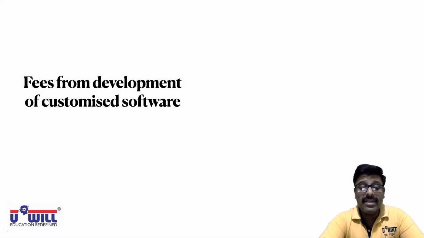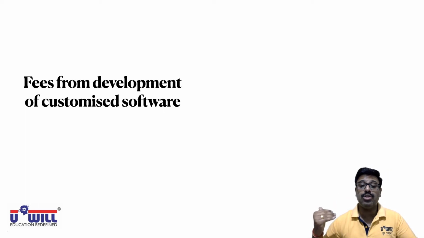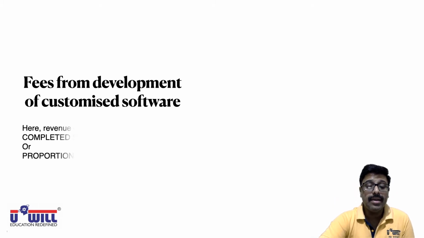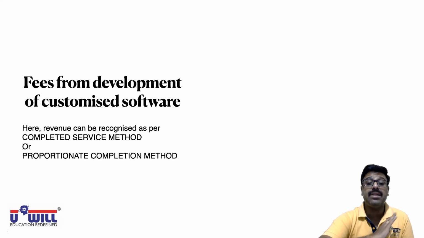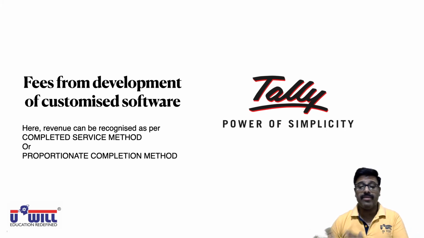Now, give the heading in your notebook: fees from development of customized software. So how do you record the revenue? Means the service provider, the person who is making the software for you, how would he record the revenue in his books of accounts? Here the revenue can be recognized as per completed service contract method also, or proportionate completion method also. For example, you would have all heard about this software of Tally. As you buy the software of Tally, it's a ready-made software, and it can be customized also. If you request as per your requirements, they'll modify the Tally package and give it to your organization. You have to give your requirements in the beginning, they'll modify that and give it to you.